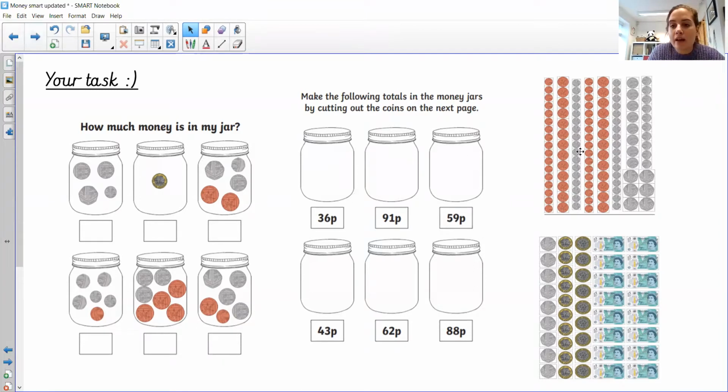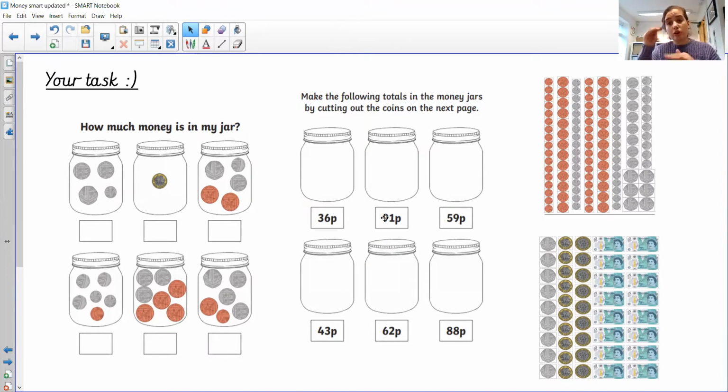And on this one, by cutting out the money, or you can draw it, you can find lots of different ways to make these amounts. So drawing the different coins that make up these amounts in the jar. If you want to, alongside these ones you can write some calculations as well. So that's your additional challenge.